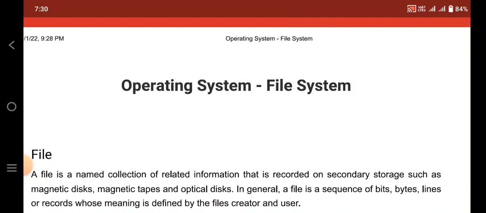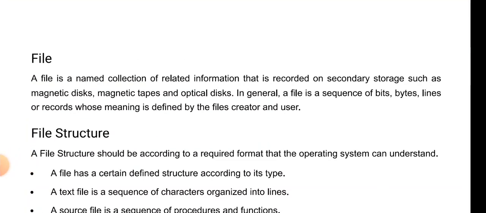File. A file is a named collection of related information that is recorded on secondary storage such as magnetic disk, magnetic tapes and optical disk. In general, a file is a sequence of bits, bytes, lines of records, whose meaning is defined by the file's creator and user.